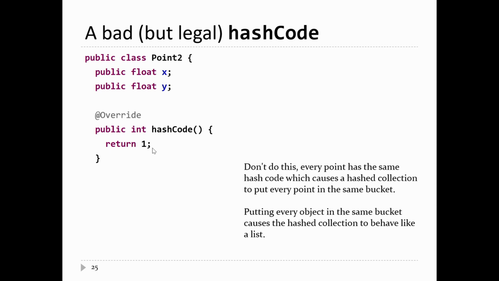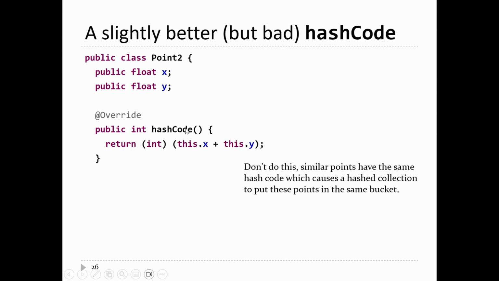Okay. So how do I convert x and y into some int value that would be useful for a hash table? Right? You say, well, I don't know, maybe I can add them together like that. So I add the two fields together and then cast it to an int. Again, this is legal. It's better than the previous hashCode method I showed you. It's still not very good.